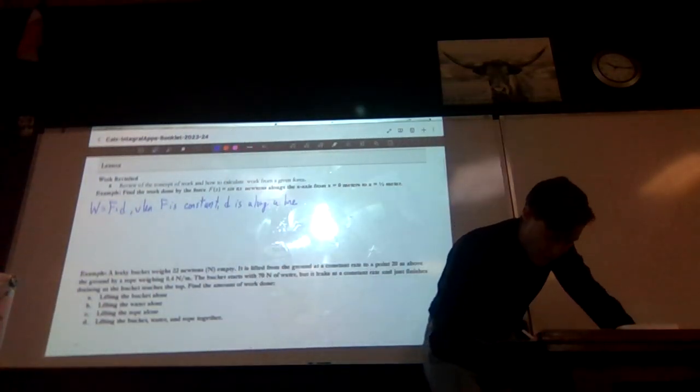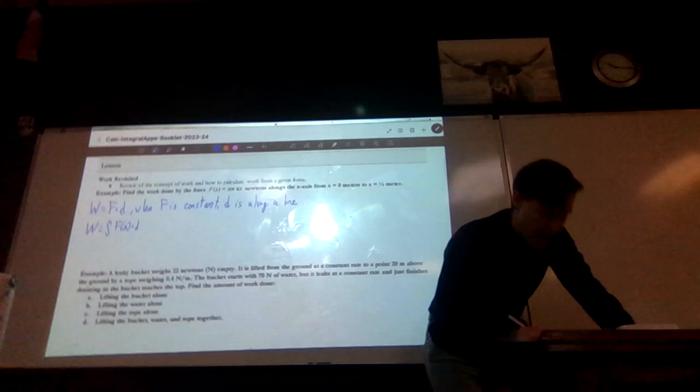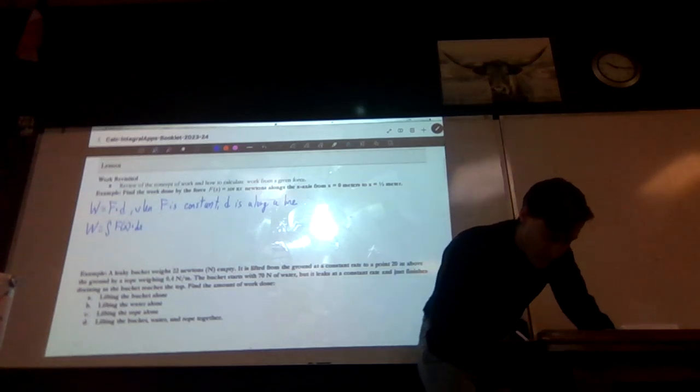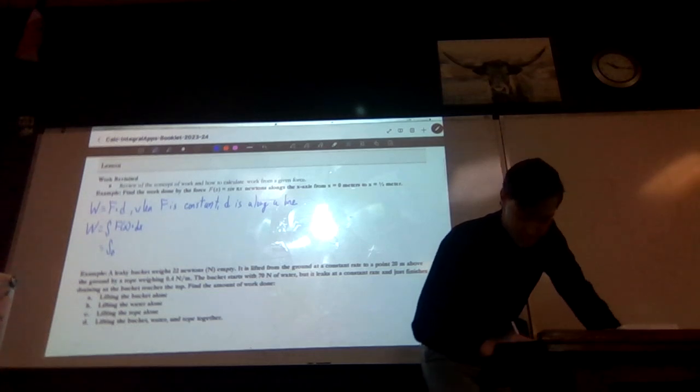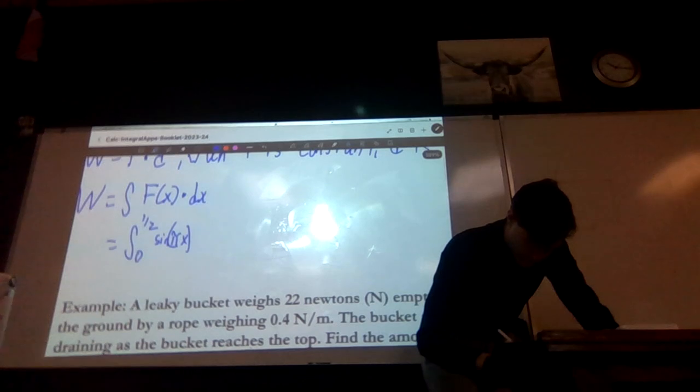However, you can just do our work is going to equal the integral of f of x times dx, where x stands for the distance, and that will give us the integration. In this case, what are my bounds? How much is x changing by? It's going from 0 to 1/2. What is my function, Caleb? Sine pi x. And what am I missing in my integral right here? Yes, thank you, Caleb.